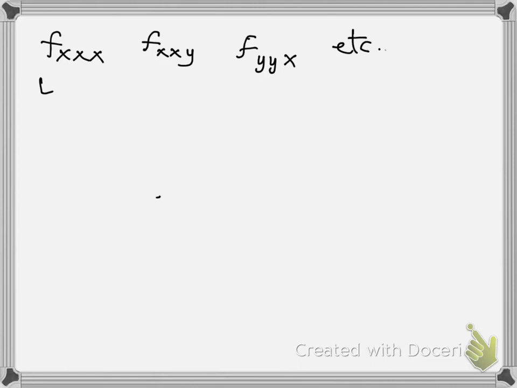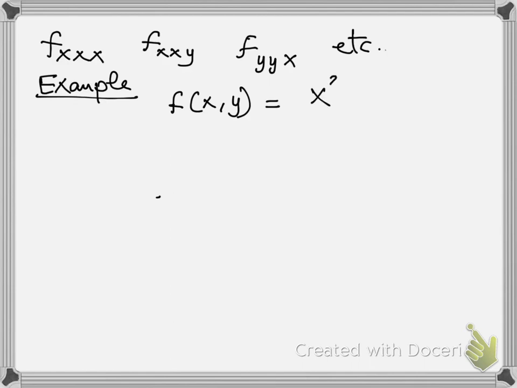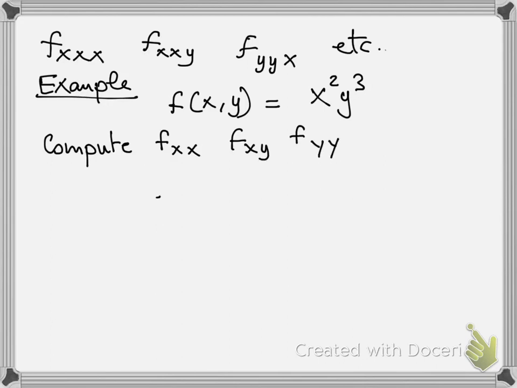Okay. So let's just do an example so you can see what I'm talking about here. Example. So let's say f of xy is equal to, let's just say, x squared y cubed. Okay. So let's compute, let's say, fxx, fxy, fyy, and why not fxxx.